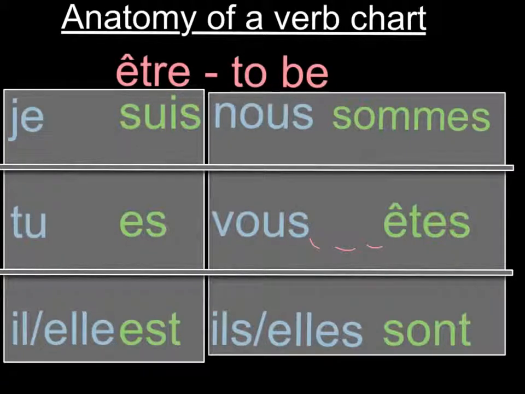If you go down to the next line, tu and vous are talking about you. That's second person. And il and elle, that's talking about other people. So that is third person. So we have first person, second person, third person. Going down the columns, we have singular and plural. Okay, that might help you remember what these subject pronouns are too.